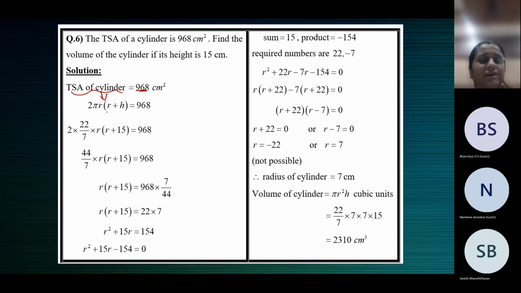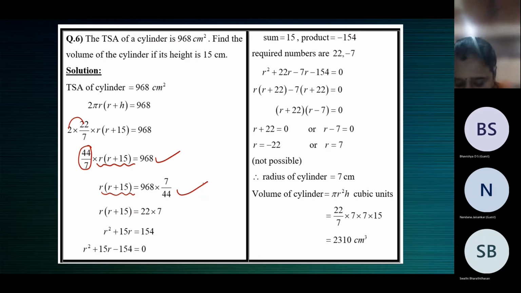So the TSA formula you should write now: 2 pi r into r plus h is 968. And then substitute. Pi is 22 by 7 and h is 15. R we don't know. Now 2 into 22 is 44 by 7 into r plus 15 is equal to 968. Now this 44 by 7, take it to the other side. So it becomes 7 by 44 on the other side. So the remaining thing, r into r plus 15, is equal to 968 into 7 by 44. Correct? Is this step understood? Yes, ma'am. All of you?